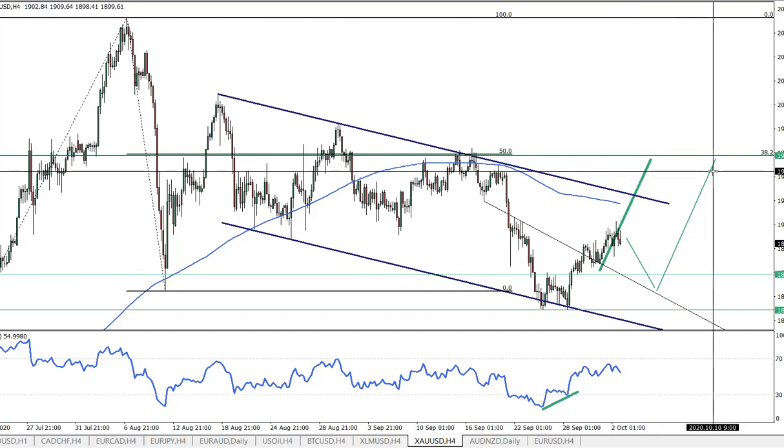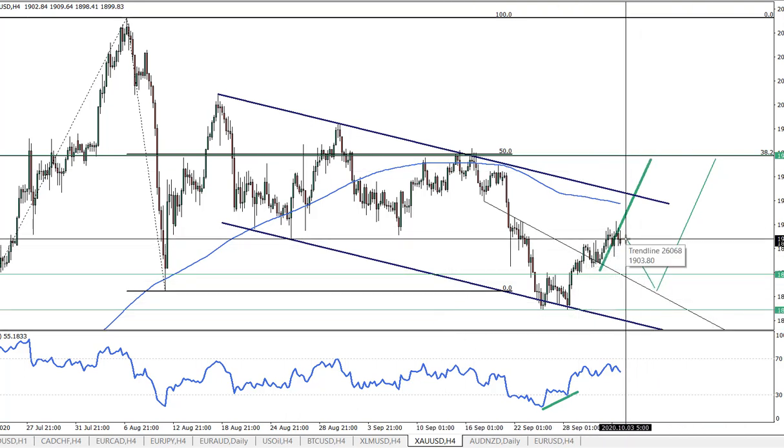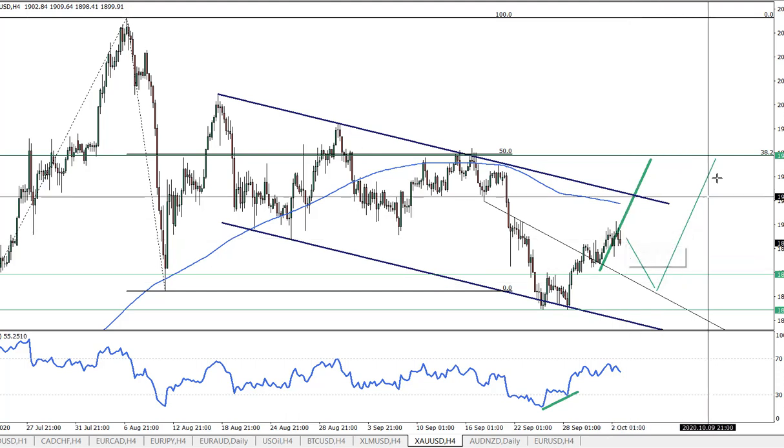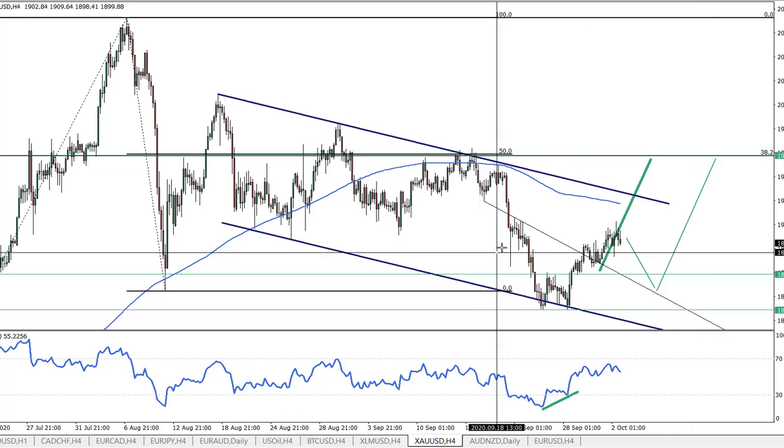and if price continues moving up. But the trend is bullish. I just think that there will be this corrective move to the downside prior to the continuation of the uptrend.